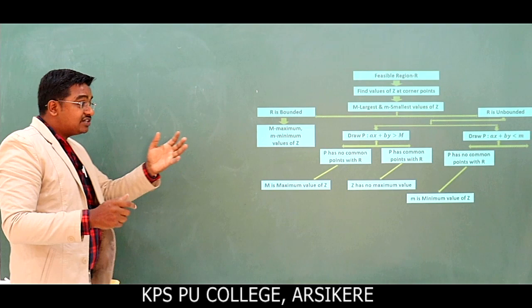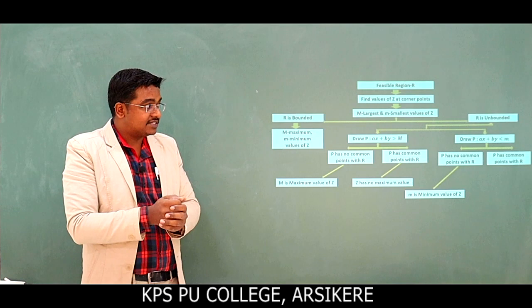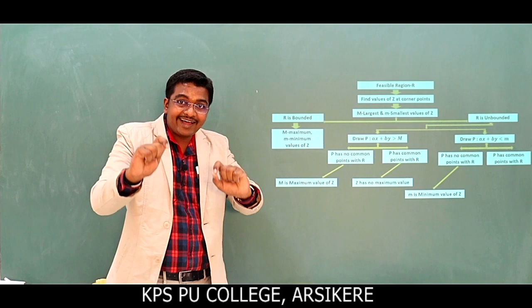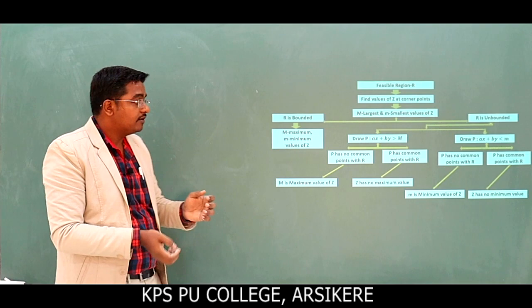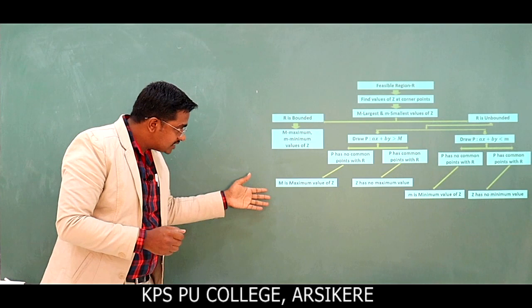Next, suppose P has a common point with the feasible region. The open half plane determined by the inequality ax plus by less than m has a common point with the feasible region. In that case, z has no minimum value. Z has no minimum value. Is it clear? These are the important steps we must follow while solving a linear programming problem.